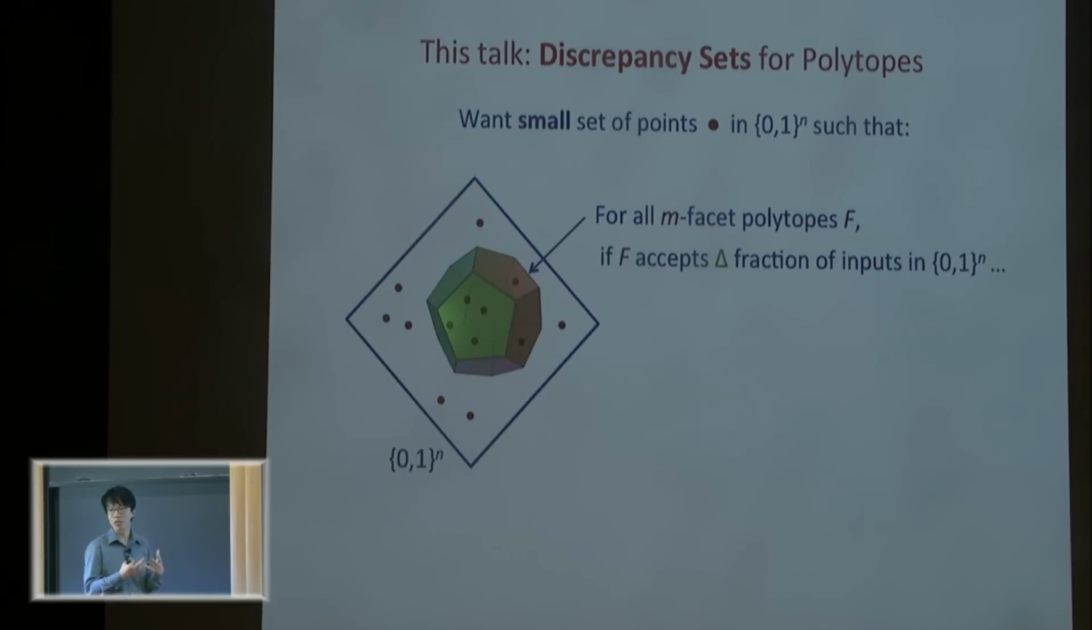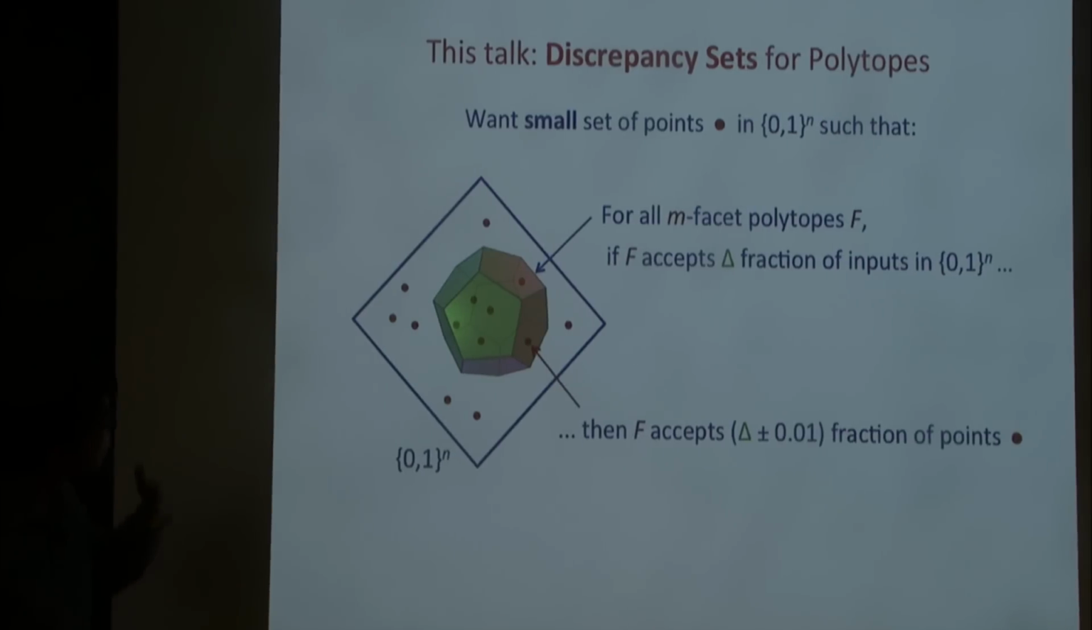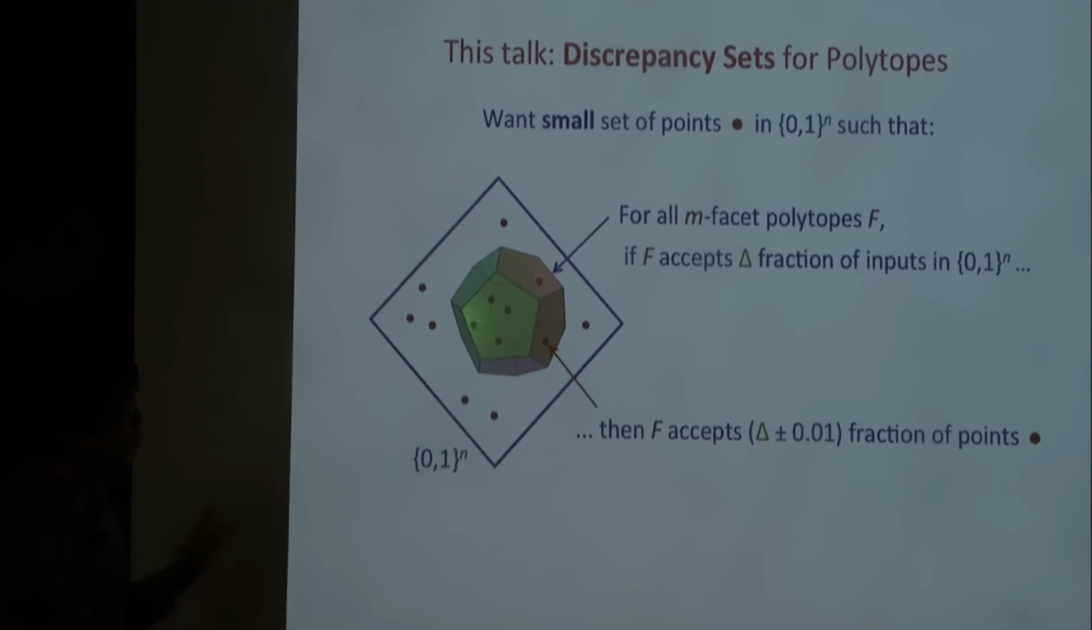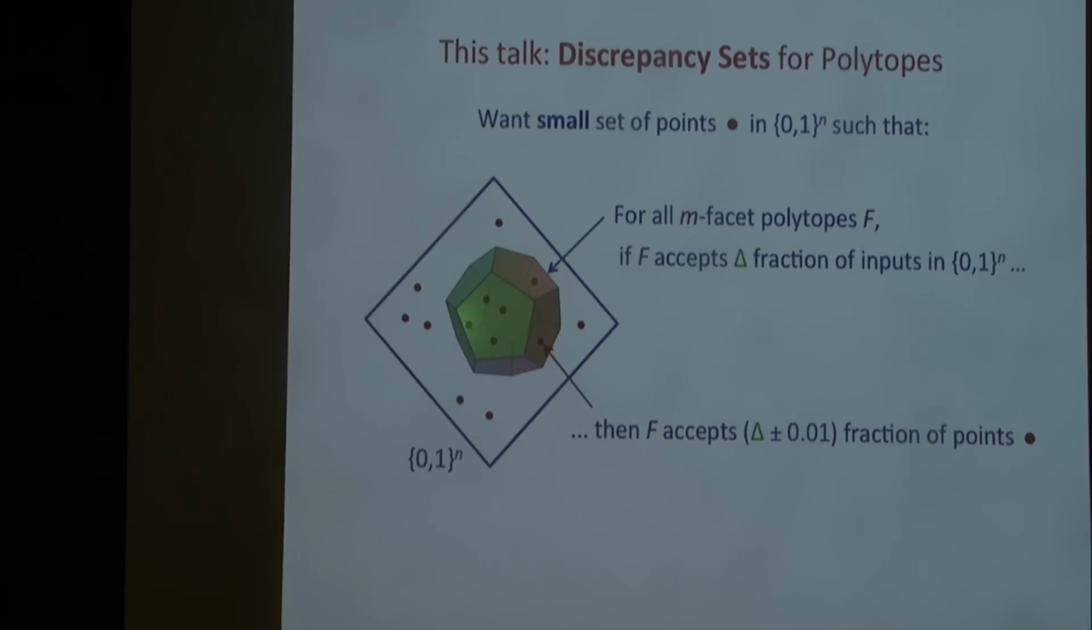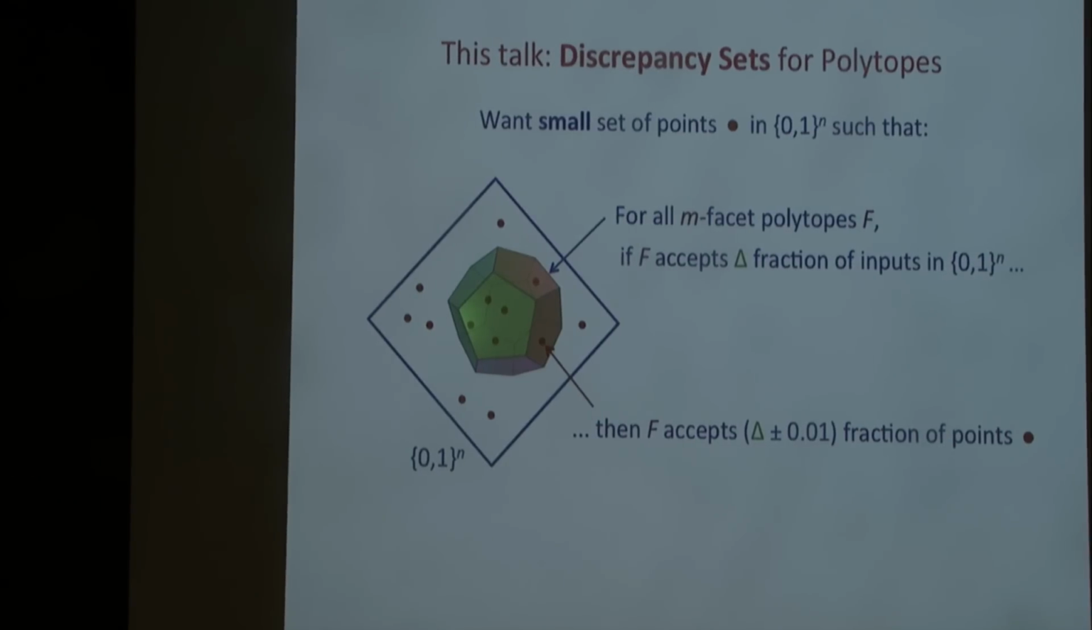For every m-facet polytope f that looks like this, at some true density with respect to the domain, the hypercube, it accepts a delta fraction of the hypercube points. I'd like to approximate this volume somehow. My special set of points is such that f accepts roughly a delta fraction of my special set of points as well. So this is a small set of points that approximates the volume of every m-facet polytope, to additive accuracy, which I've denoted as 0.01, but in general is a parameter epsilon.